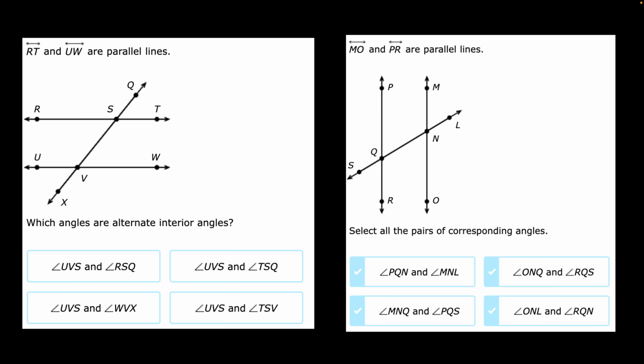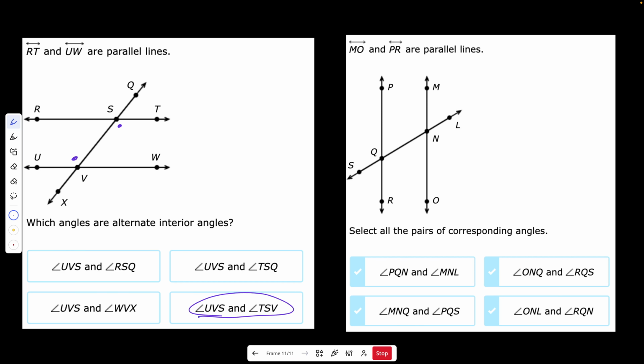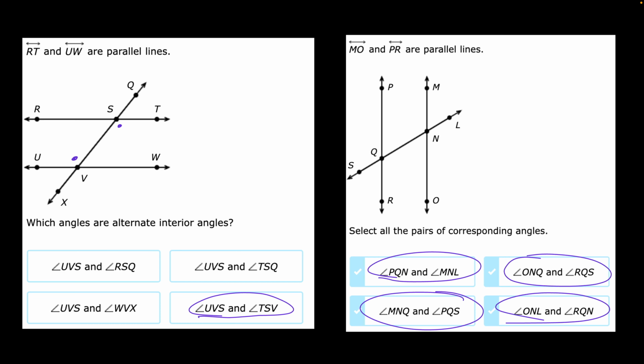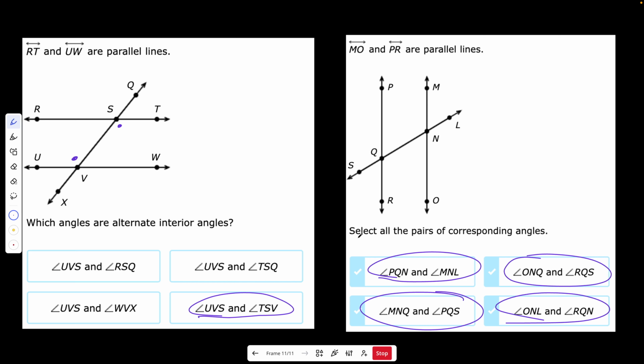Okay, now that you've had time to work these problems, let's check your solutions. For the first problem, you should have said it's angle UVS and TSV. These are alternate interior. For the second problem, notice that this is a select all, and in this case, all of the answers are actually correct. All these are corresponding. Hopefully, this drawing being sideways didn't throw us off too much.